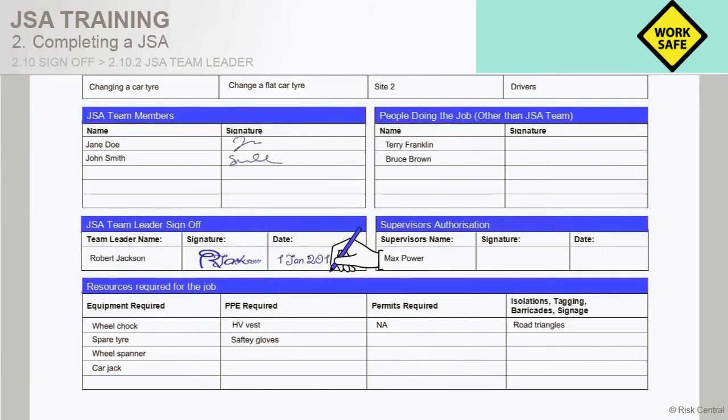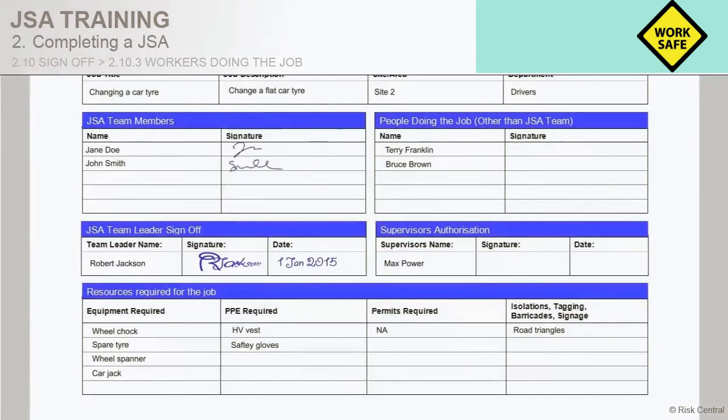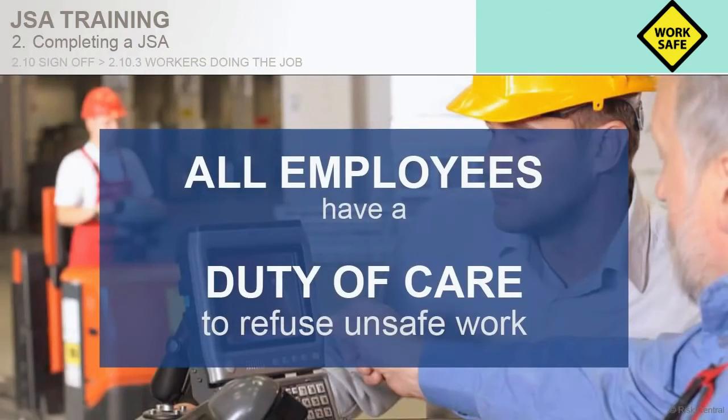Sign-off by the team leader also indicates that an inspection of the job site, task, or equipment has taken place to check that the JSA is complete and nothing has been missed. All employees involved in the job who are not in the JSA team should sign off on the JSA before starting work. Sign-off indicates they have read, understood, and will comply with the document, and that they agree that all hazards are adequately controlled. All employees have a duty of care to refuse unsafe work.